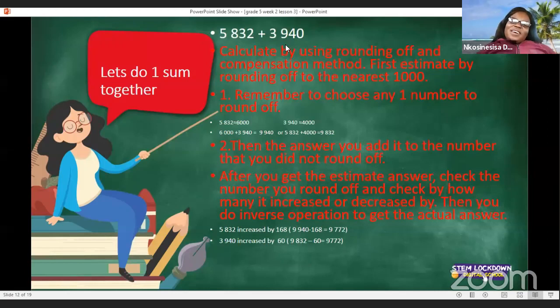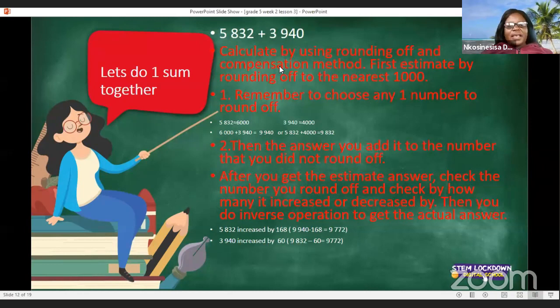All right. So the numbers, it says calculate by using rounding off and compensation method. First, estimate by rounding off to the nearest 100. And then the numbers that we're adding, 5,832 plus 3,940. Choose one of the numbers. And then I'm going to check now. Now you can go to the charts and then I'll check which number you chose. And if you round, you can choose any one. So I'll double check which number you chose and see if you rounded it off properly.